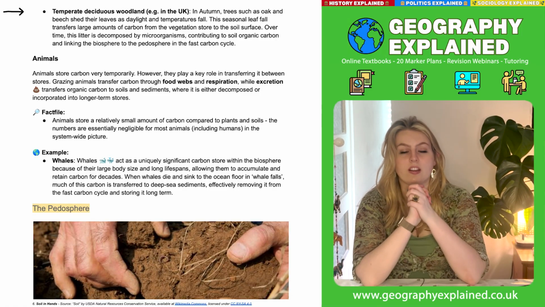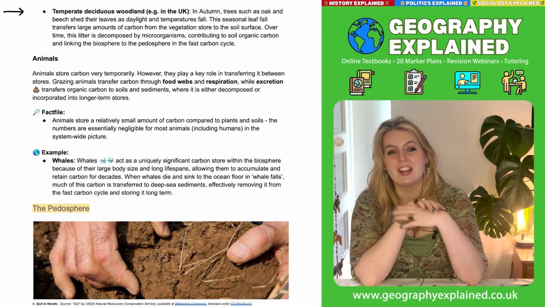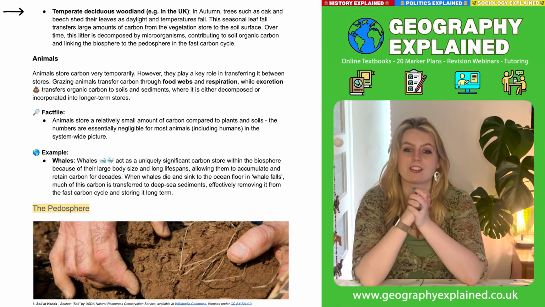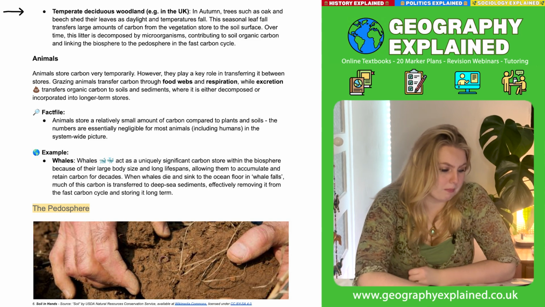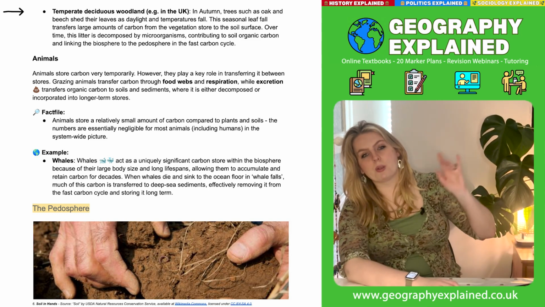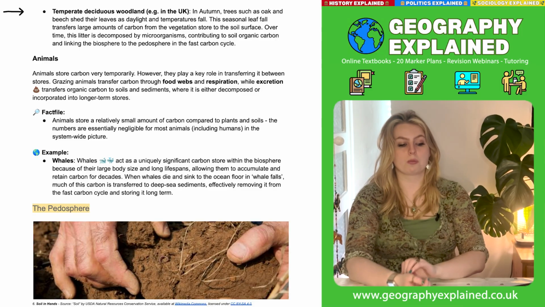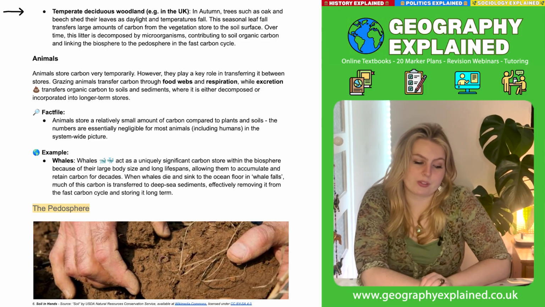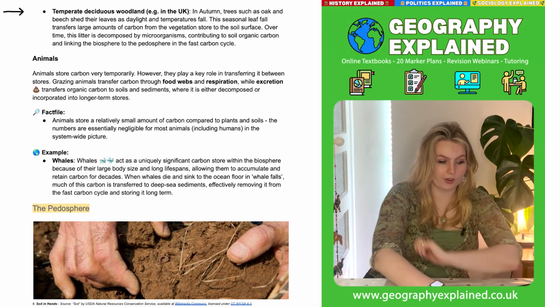So if leaves aren't swept away, so not so much in cities and urban areas, but you'll see this in more naturally occurring environments, more untouched rural landscapes and forests, that litter is going to be decomposed by microorganisms known as detritivores, and that then also contributes to something called soil organic carbon and links the biosphere to something called the pedosphere in the fast carbon cycle, which we will also come on to.